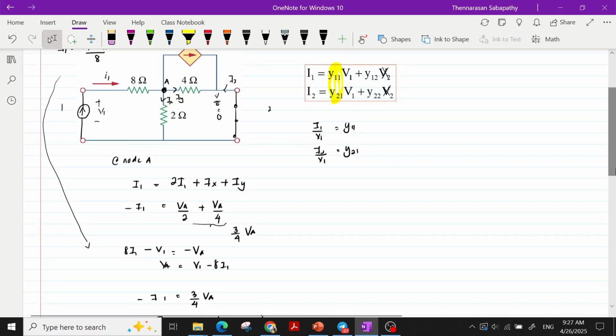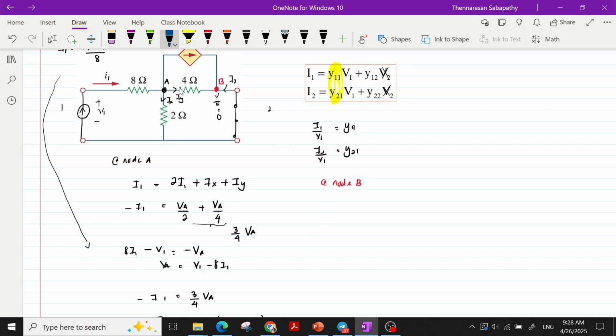Y21 means I need to have the current over here. I have to describe the equation based on this current here. For this node we already solved the I1 V1, and I'm planning to look at the second node here, because then only I can describe the equation in terms of I2. So let's call this node B. So at node B, I can write the equation.